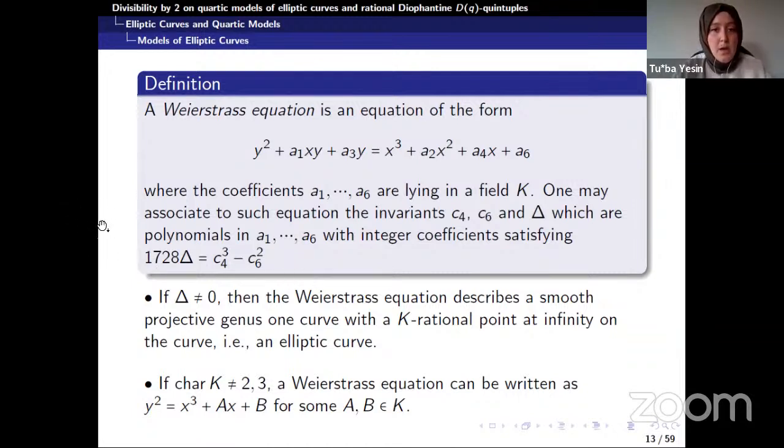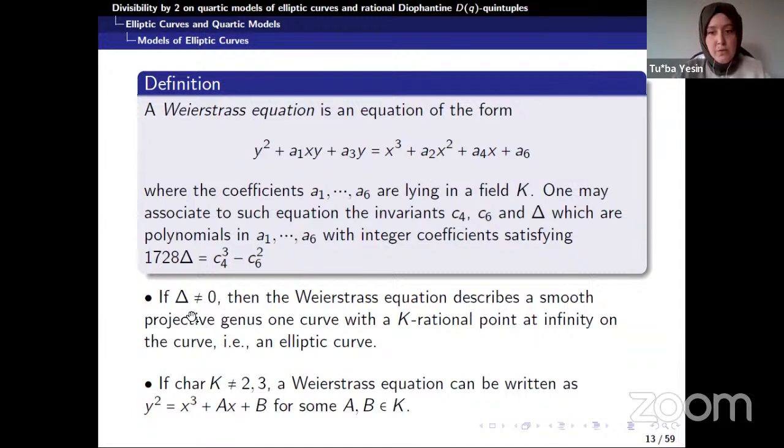Okay. The main thing here, we will talk about the discriminant, because the discriminant could decide many things for this equation, for example whether this will be a smooth genus 1 curve or not. If the discriminant is non-zero, then this Weierstrass equation describes a smooth projective genus 1 curve with a K-rational point at infinity. The point at infinity means the identity element. This will be the identity element of this group structure.